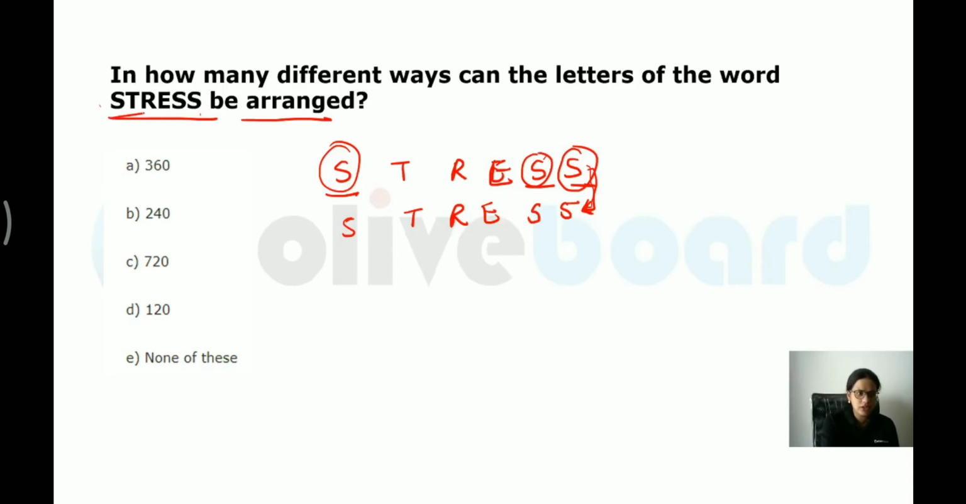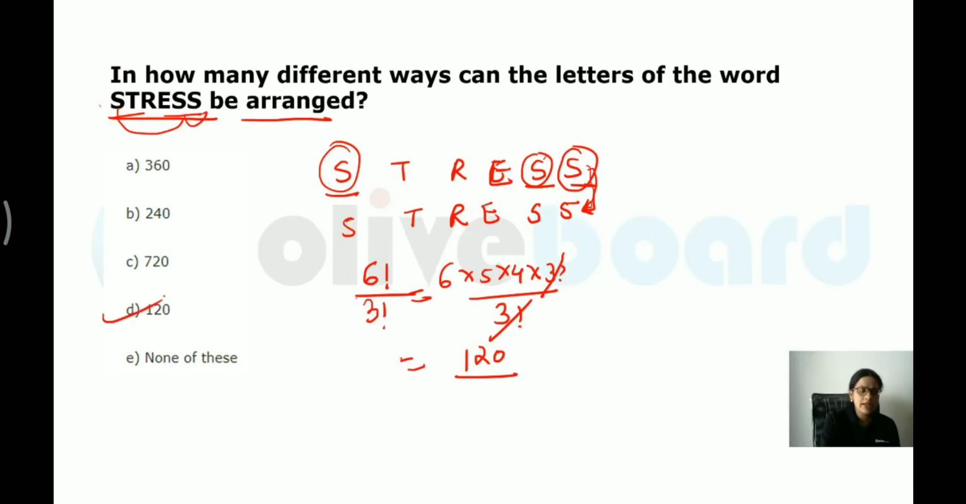So here, total how many letters are there? 6. So 6 factorial will come in the numerator. In the denominator, what is repeated? S is repeated 3 times. So let me write down 3 factorial over here. So this would be your value: 6, 5, 4 into 3 factorial will come. This 3 factorial will be cancelled with this. So you can calculate what would be the value over here. So 120 would be the number of ways. I hope all of you are getting it. So whenever you see repetition, this is how you have to write it.